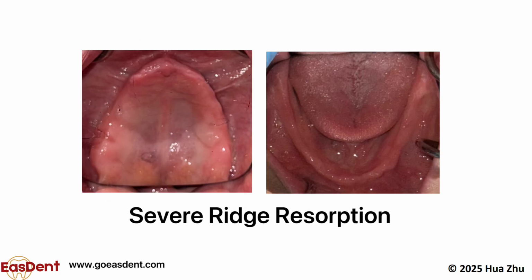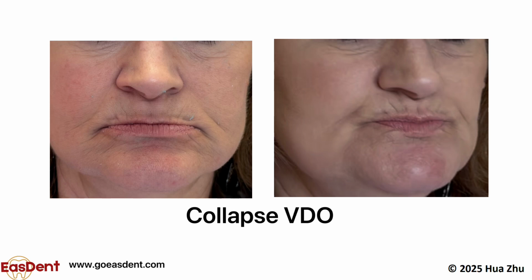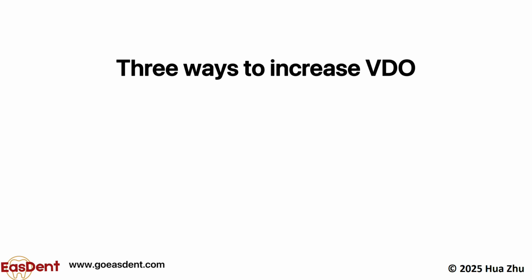Over time, as dentures are worn, ridge resorption often occurs, which can lead to collapsed VDO. It is uncommon for the VDO to be too large. If the VDO needs to be increased, there are 3 ways to adjust it.